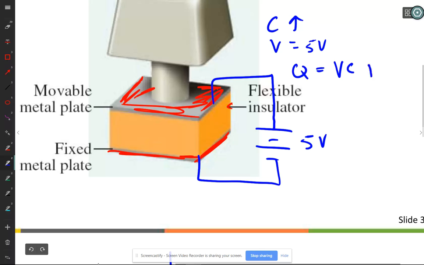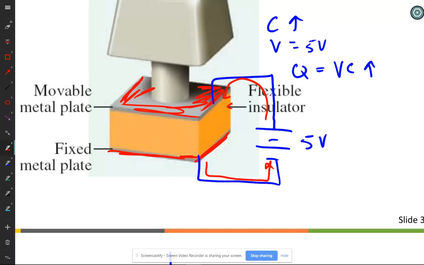The charge is going to go up. So what that means is that I am going to have mythical positive charge move from the positive of my battery onto the capacitor, and move from the other side of the capacitor onto the negative of my battery.